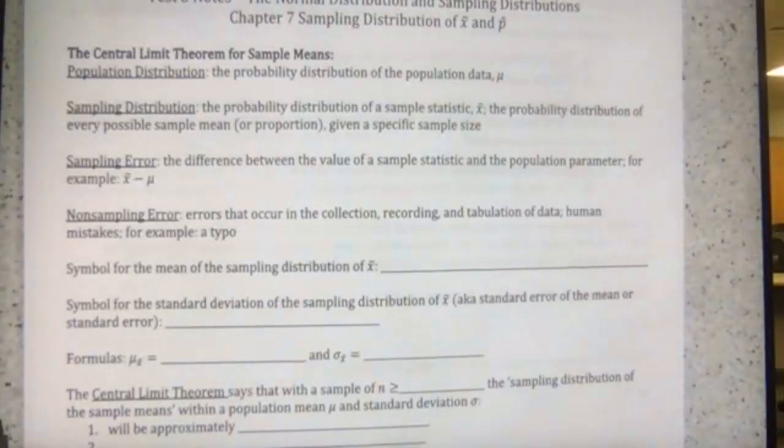All right, so this is chapter 7. We did test 3 in general, the normal distribution and sampling distributions. So chapter 7 is talking about sampling distributions.